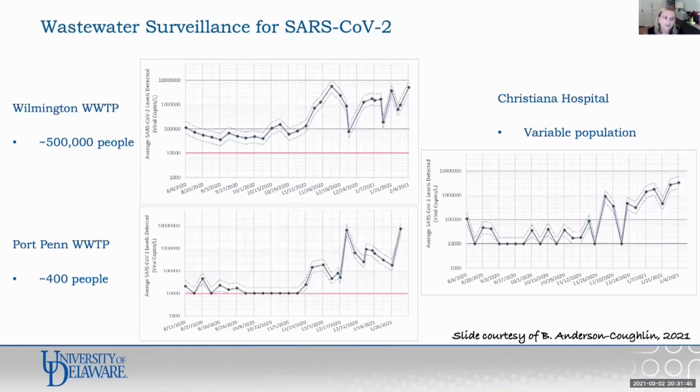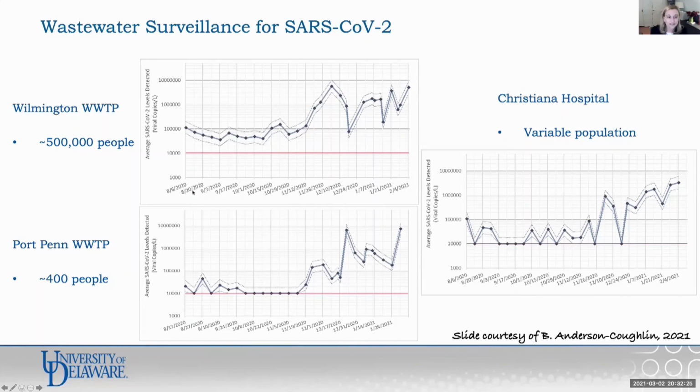So here on this graph, I'm showing you three different catchments. One is a very large wastewater treatment facility, and that is within the city of Wilmington. This represents about 500,000 people, and here you can see differences in terms of the virus that was collected. And this is all in viral copies per liter over time and goes into early February. And of course, as we've seen around the world, we had some increases around holiday time, and we had some decreases where people were really following those mitigation efforts and good behavior.